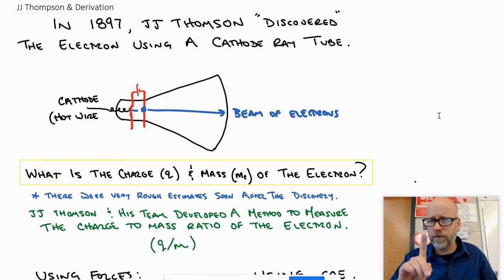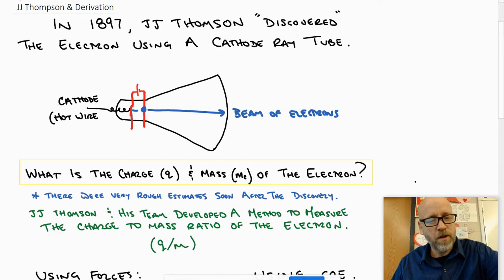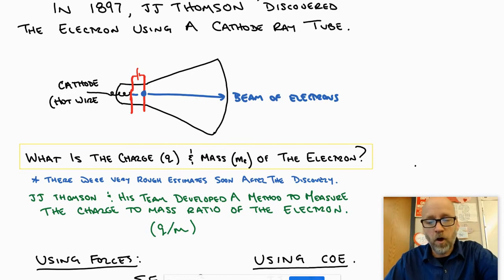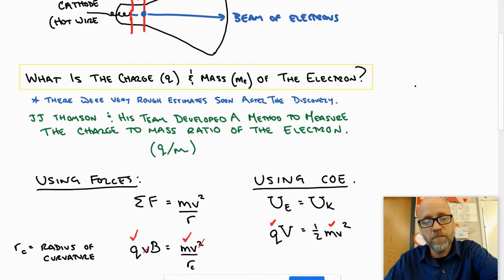I wrote it down first so it would look nice. Just like everything else in physics, we can take a look at the sum of the forces causes the mass to accelerate, and we can look at the conservation of energy. Let's see how we could do that. I'm going to start over on the right-hand side, actually, in my derivation.